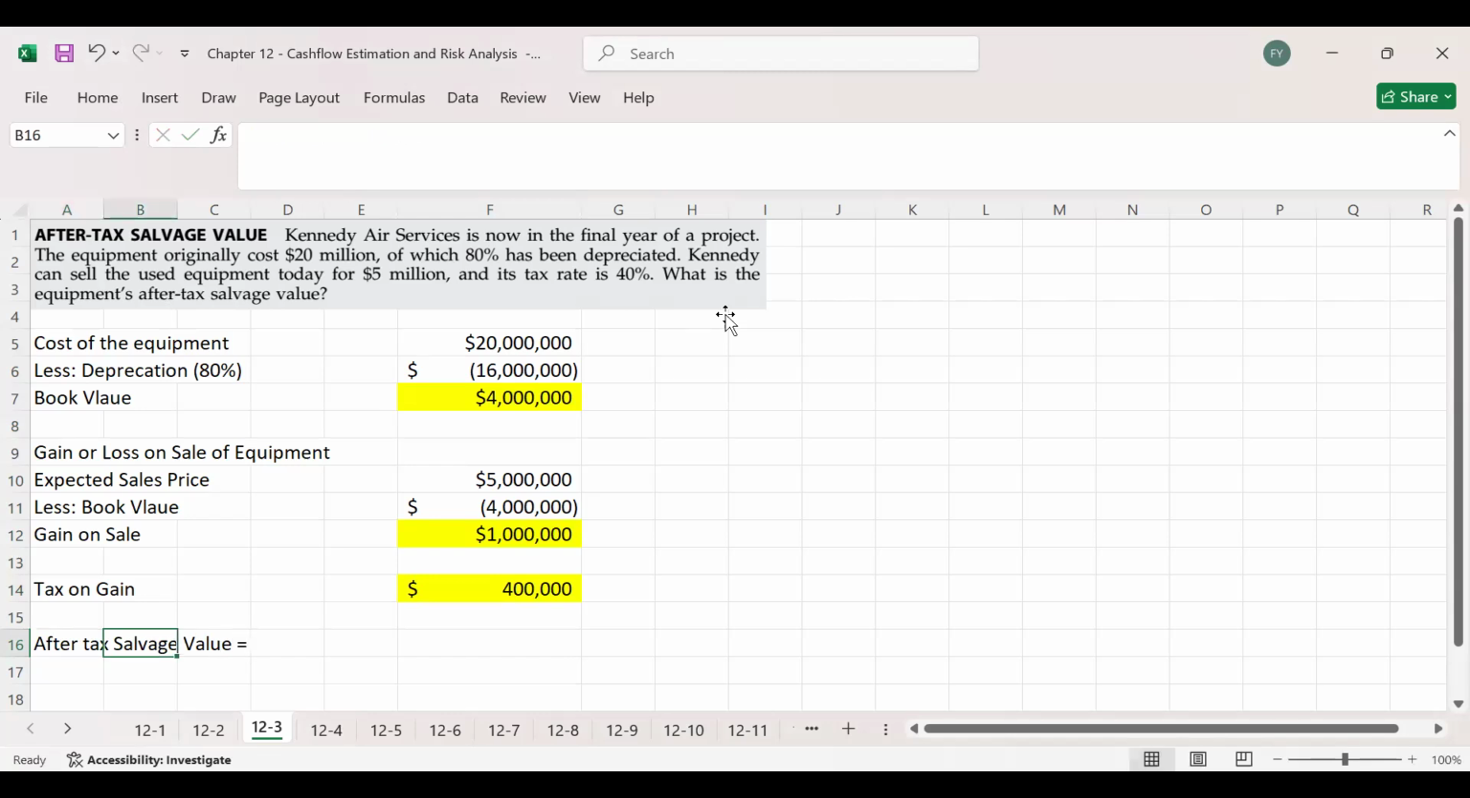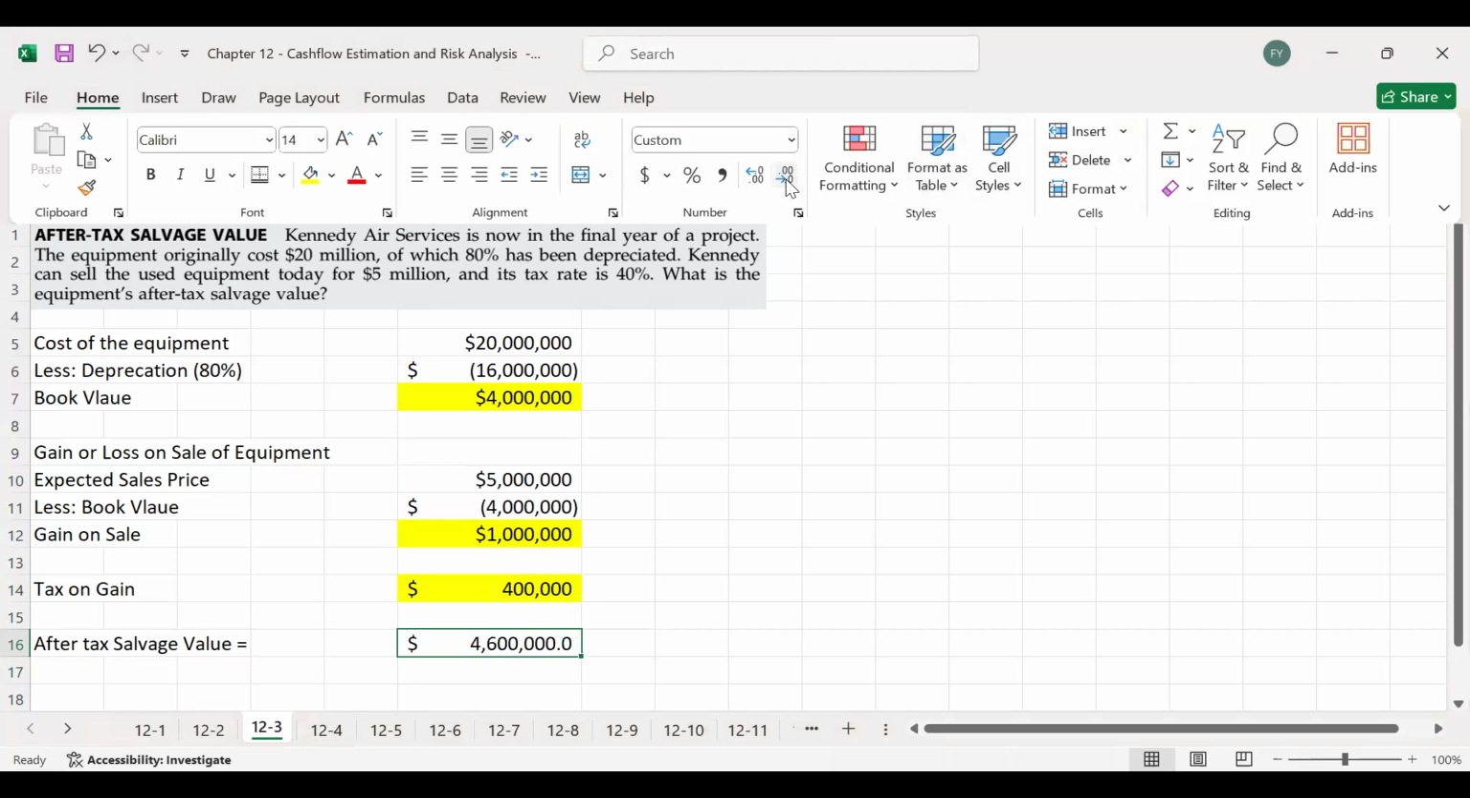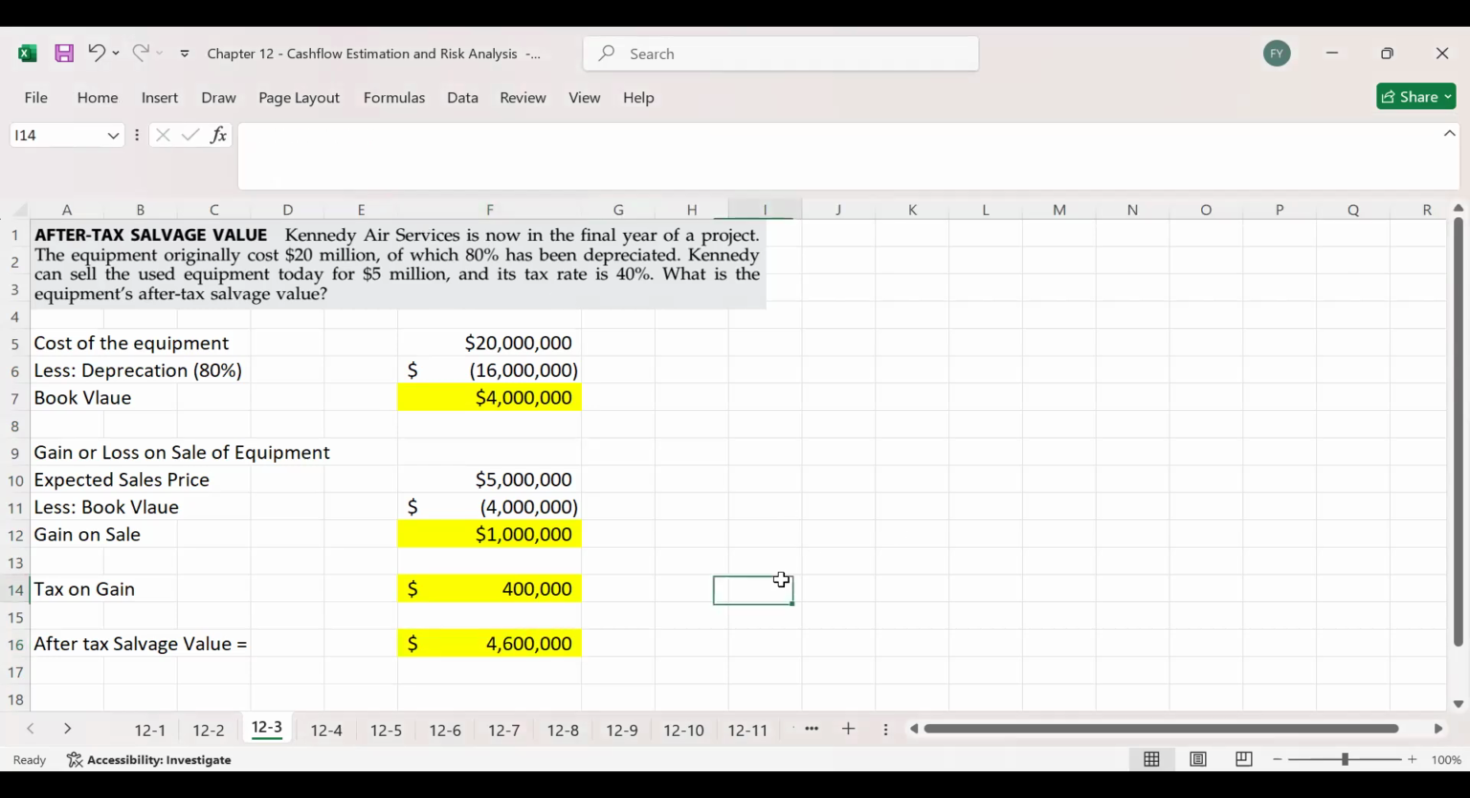So the total expected price, or total salvage value, is 5 million. We deduct the tax from the cash receipt. So 4.6 million is your after tax salvage value.